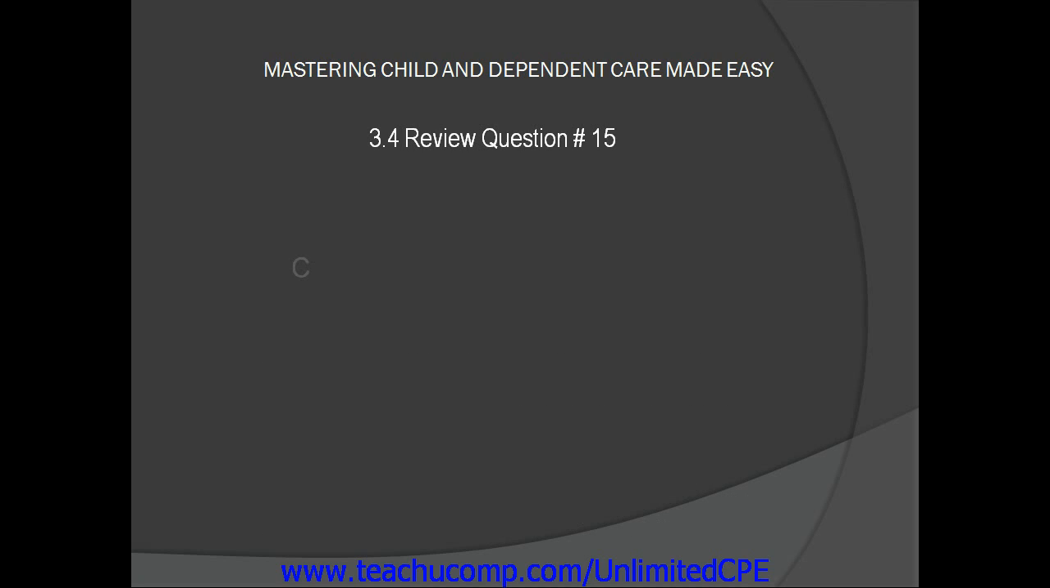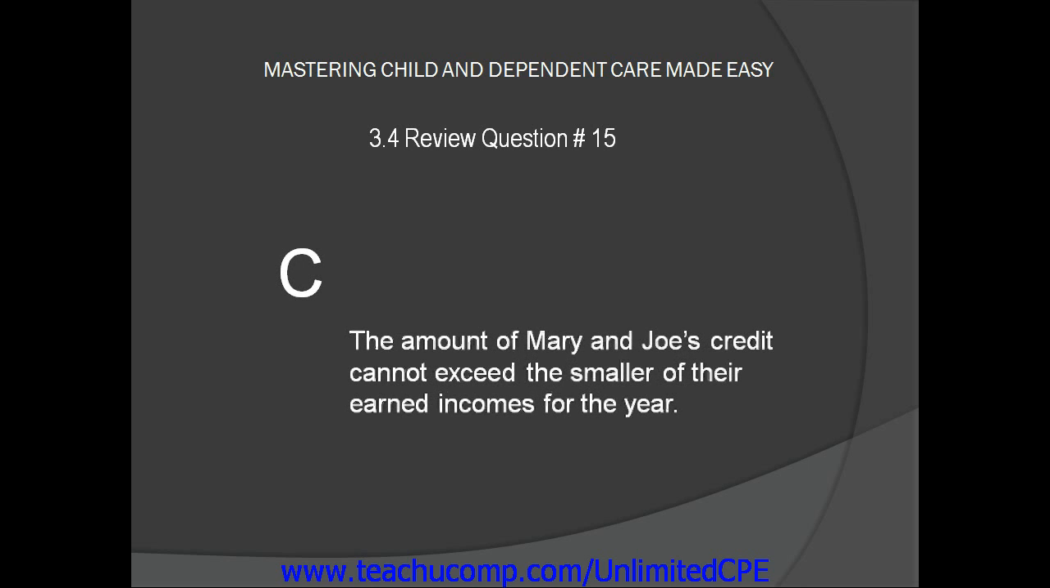The answer is C. The amount of Mary and Joe's credit cannot exceed the smaller of their earned incomes for the year.